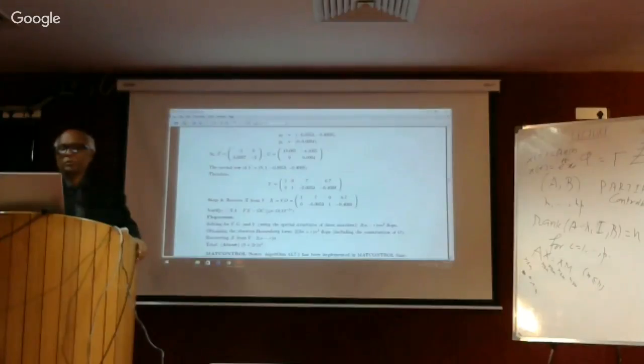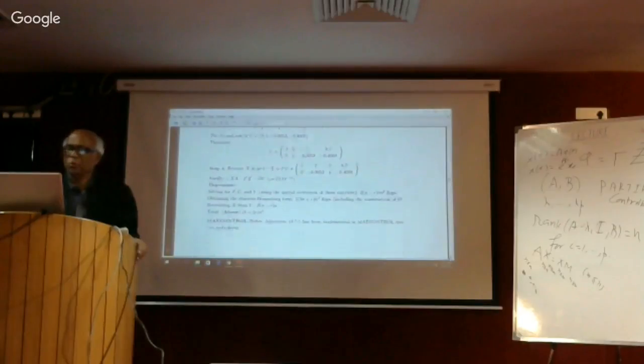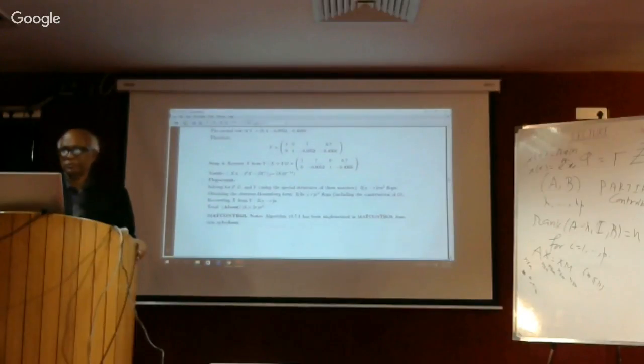So you can check how good the solution is. The two norm of XA minus FX minus GC should be 0, right? The two norm is of the order 10 to the minus 14. So it's quite good. And this algorithm has been proved to be a stable algorithm.